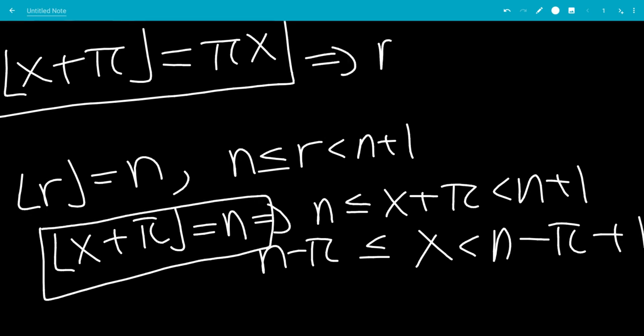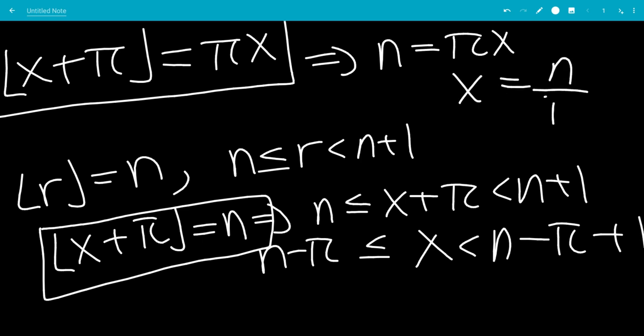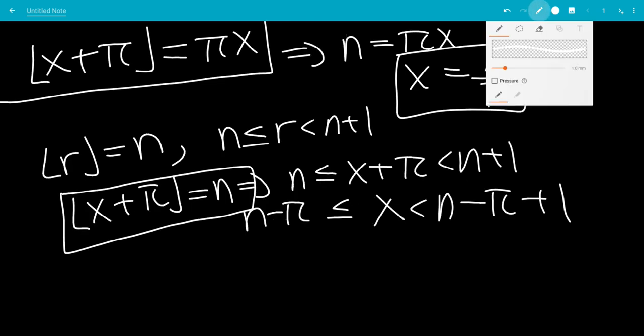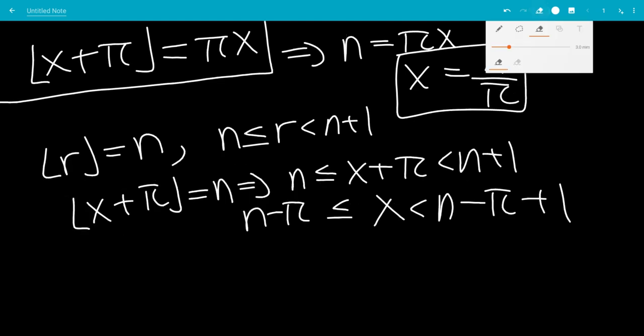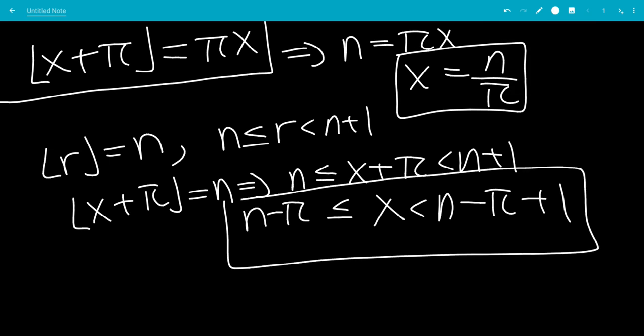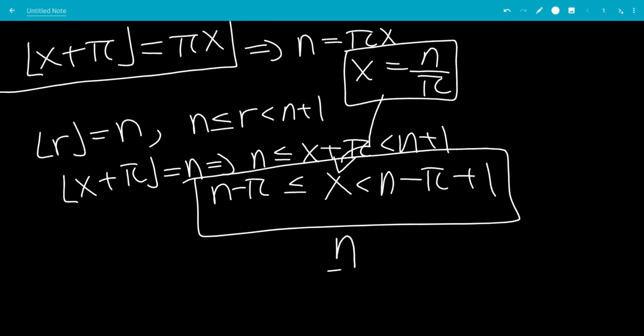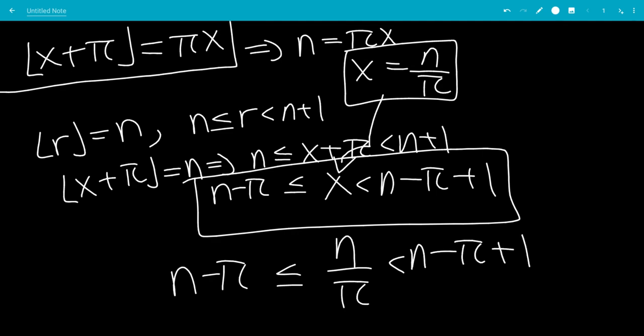In the original equation, the floor of x plus pi equals n. That tells us that n equals pi times x, just substituting n for the floor. That means that x is n over pi. So that's what form x is in. But now we have an inequality with x, right? So we can plug this in for that x, leaving us with n over pi greater than or equal to n minus pi, less than n minus pi plus 1.